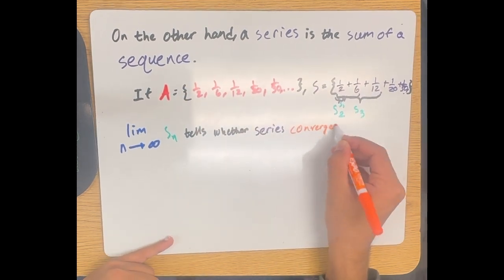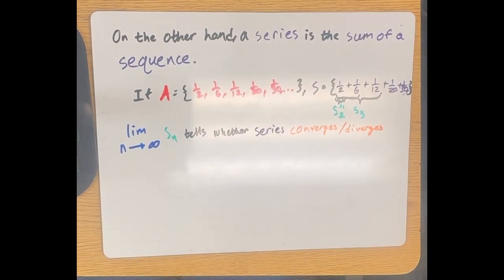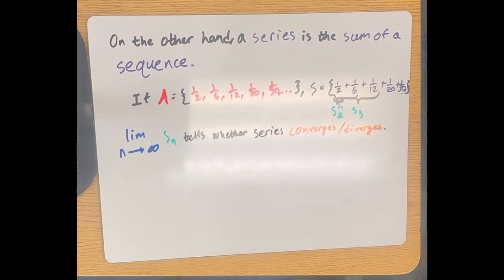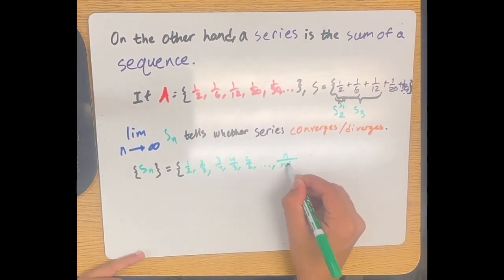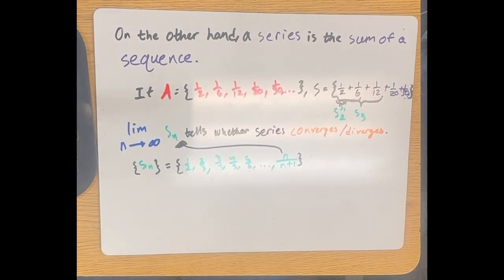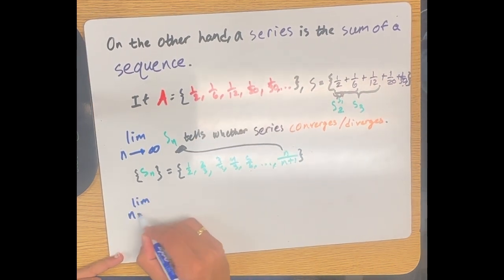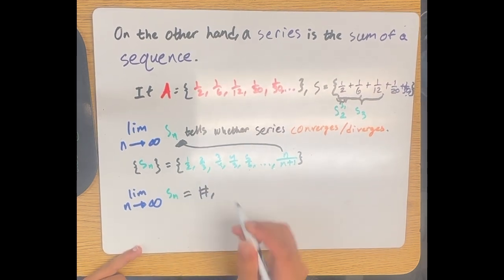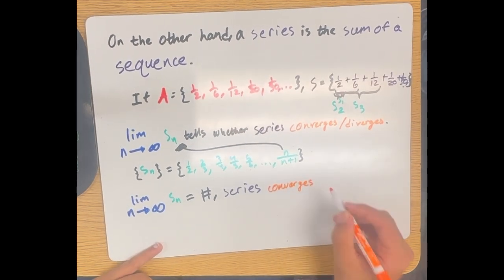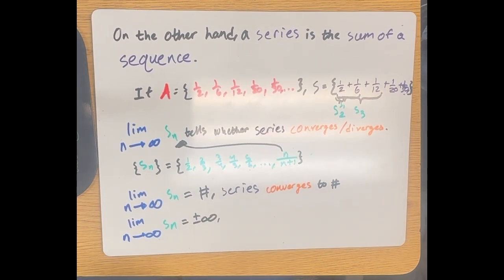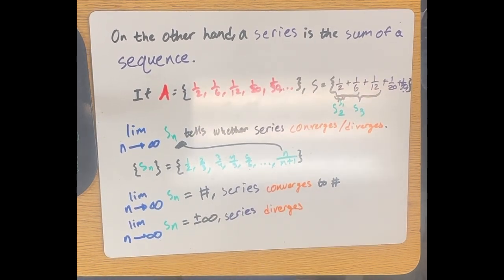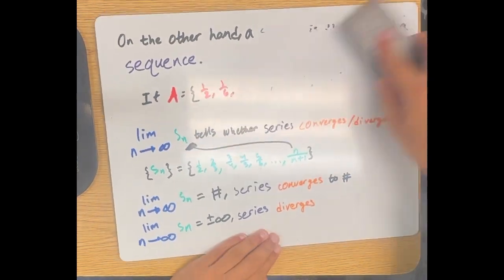So taking the infinite limit of the sequence of partial sums tells you whether the series converges or diverges, because a series is essentially the last term in the sequence of partial sums. Our partial sums have a formula, which is n over n plus 1. If we take the infinite limit of this and we get a number, then the series converges to that number. But if we get plus or minus infinity, then the series diverges.